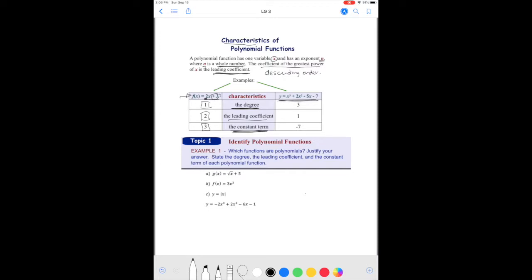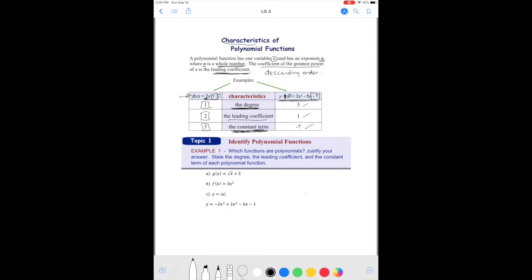Now, this example over here, if we look at the highest degree, right there, it's a 3, so we say 3. And the coefficient attached to that highest power, which we call the leading coefficient, is a 1. And the constant, that's the term at the end generally, which has no variable, is negative 7. So watch out for negative 7.